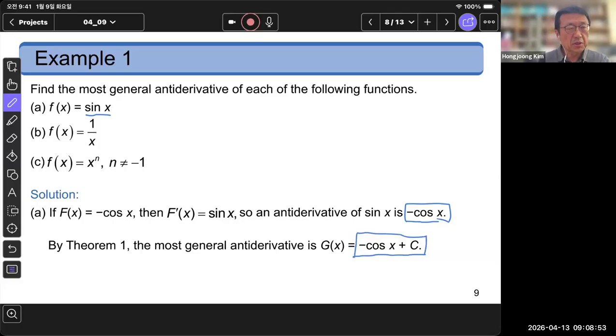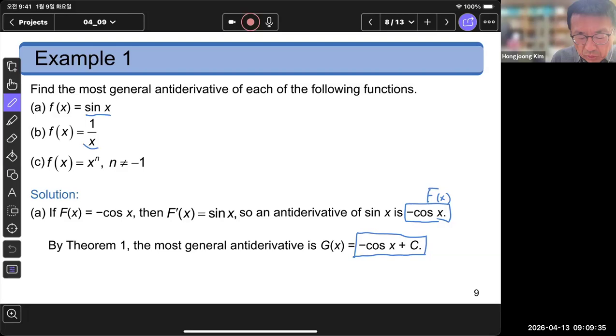So the most general antiderivative will be negative cosine x plus c. And we use this c in general in calculus. In almost every class around the world, they use this capital C to express some general antiderivative. So given uppercase F, that is one of the antiderivatives, and if I add the constant c, then depending on the value of c, you will have very different antiderivatives. Now, how about 1 over x?